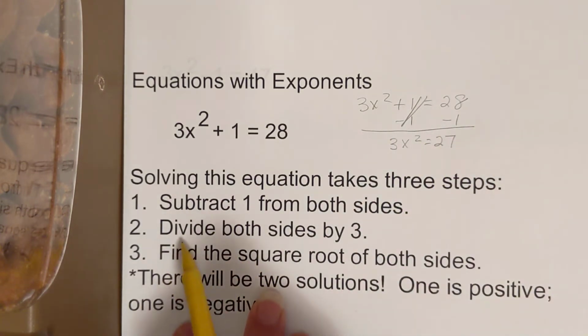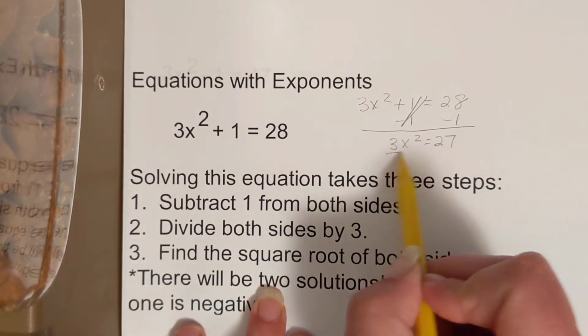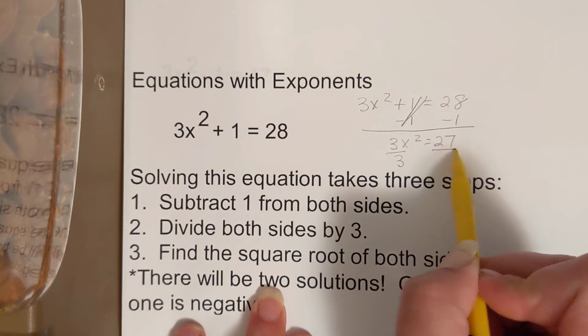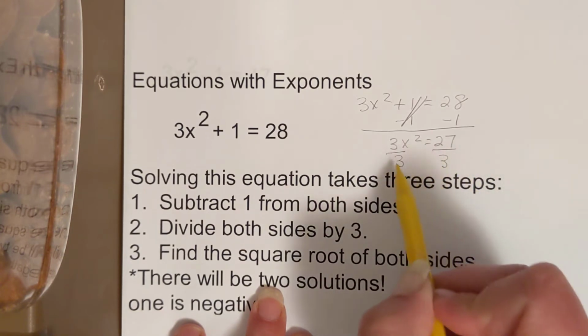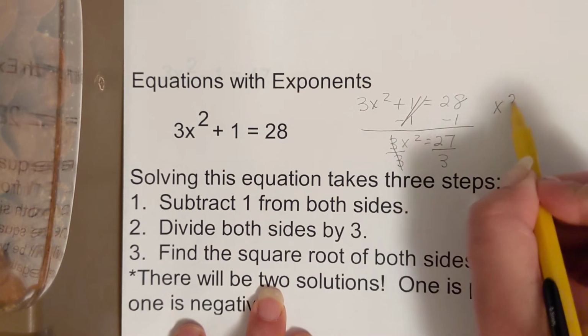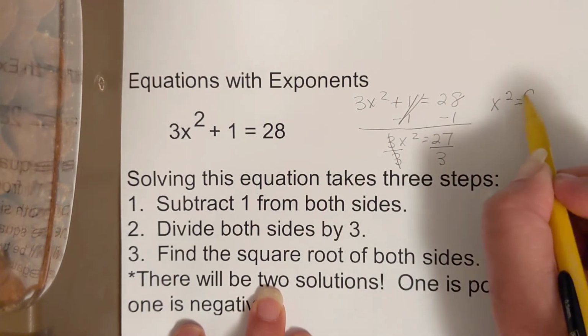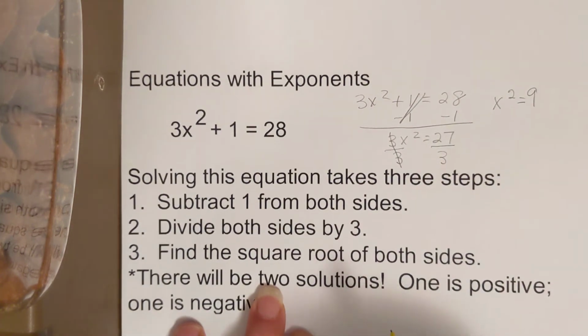The second step, divide both sides by 3. So I'm going to get that x squared by itself. So divide by 3, divide by 3. That's going to leave me with x squared equals 27 divided by 3 is 9. So that was the second step.